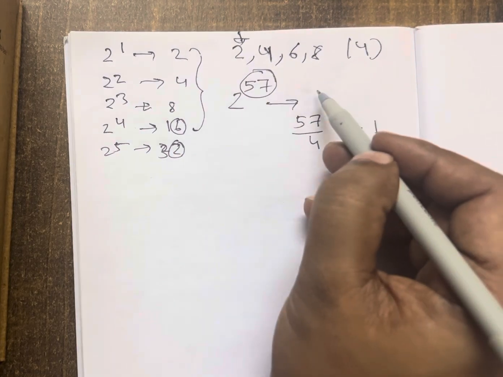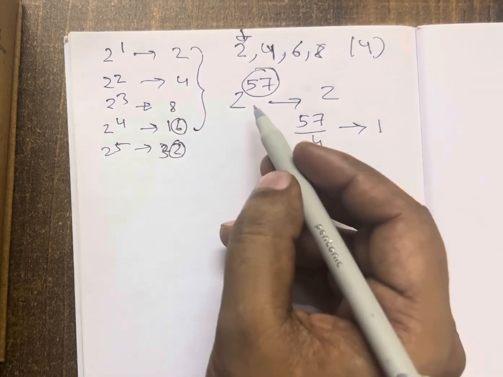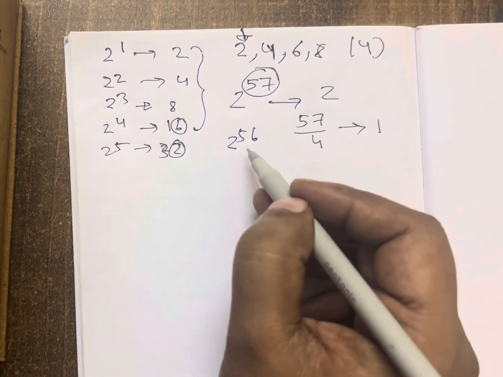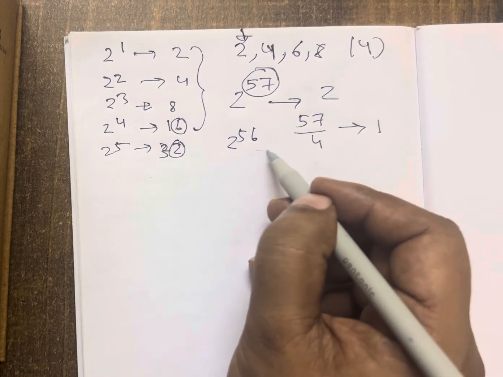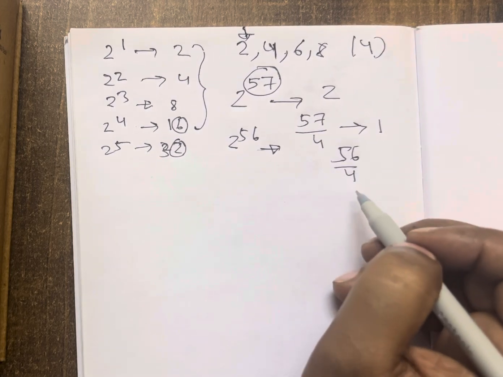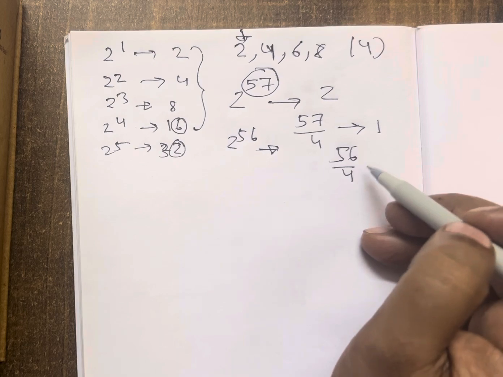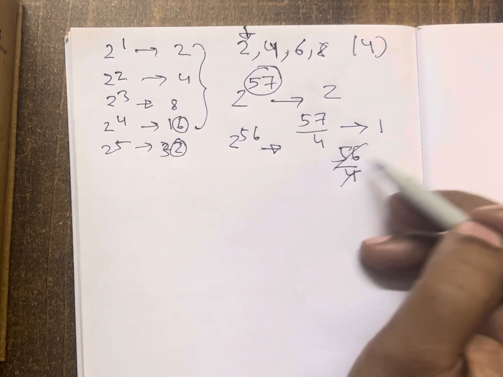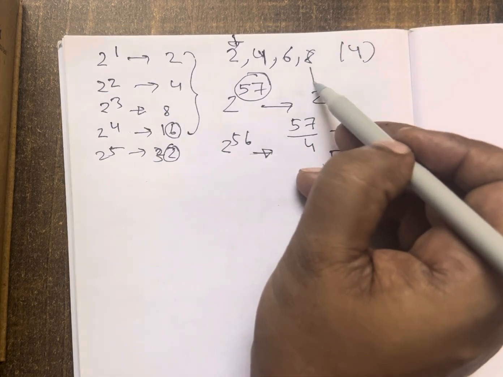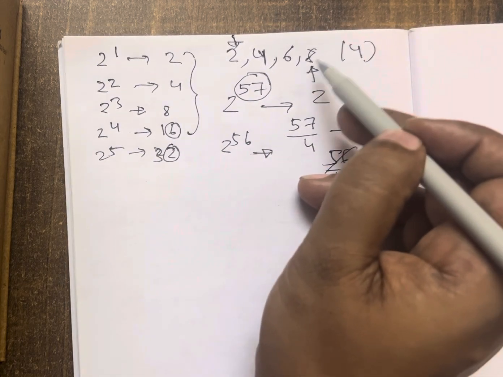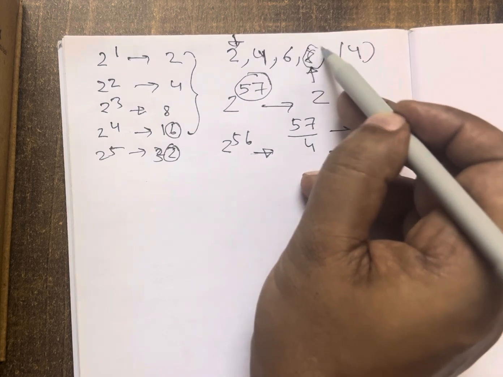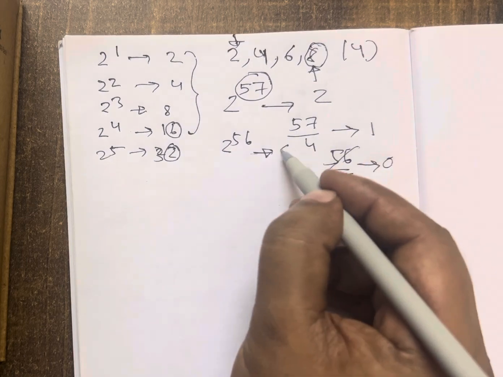That is 2, so the last digit will be 2. Let's suppose instead of 57 it had been 56. If you have to find the last digit, divide 56 by 4. It is fully divisible, so the remainder is 0. In this scenario the cycle ends at its last position, that is the 4th, so 8 will be the last digit.